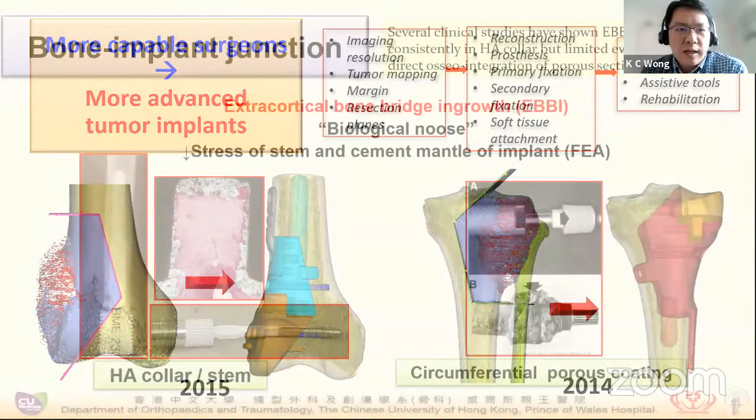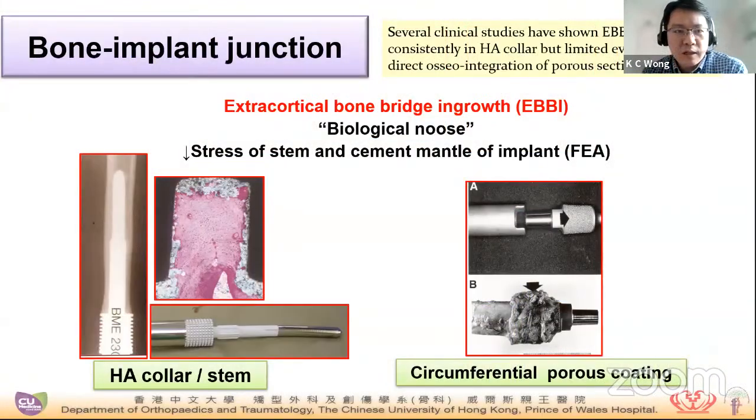The other area where I want to point out quite a bit of advancement is bone implant junction healing, extracortical bone bridge ingrowth. Personally, I think this issue has been settled because of the appearance of the HA collar and also the porous or serrated type of HA collar. So if I want to choose, I want to choose the HA. For a porous collar like the Stryker one, many studies show that it is only some fibrous ingrowth. It's not a specific bone ingrowth.